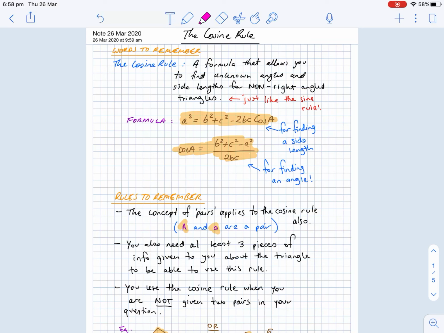So as you can see here, you've got a whole heap of A's, B's and C's in both formulas. You'll notice that in the formula there's only one pair, this capital A and the little a. So it's really important to remember that the capital A and the little a are your pair. And remember that the capital A here is your angle, and these little lowercase letters are your side lengths. Do not forget that. So this is the formula you use when you're finding a side length, and this is the formula you use when you're finding an angle. Simple as that. You've got to distinguish which formula to use.